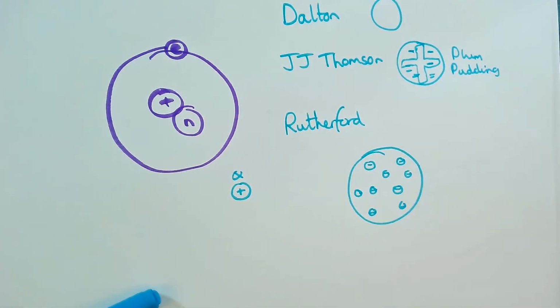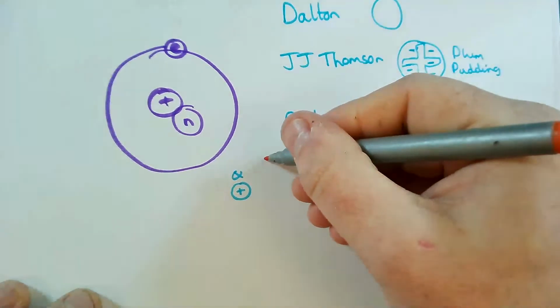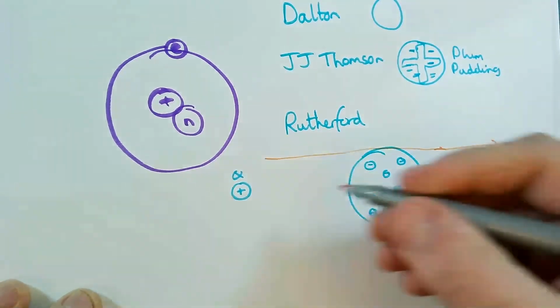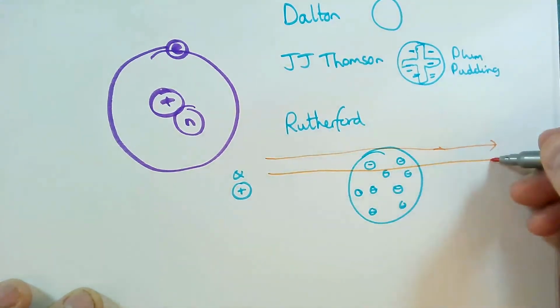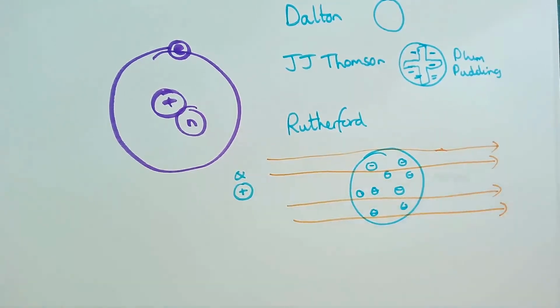You wouldn't expect any of the bullets to ricochet. So what he does is he fires these alpha particles at it. And you can imagine them going everywhere, right? So the first alpha particle might go there, all the way through, no troubles. We go there, all the way through, there, all the way through. So far, so plum pudding's right.